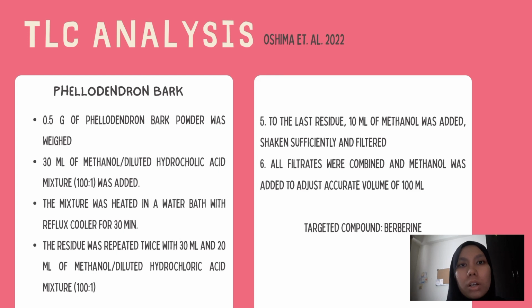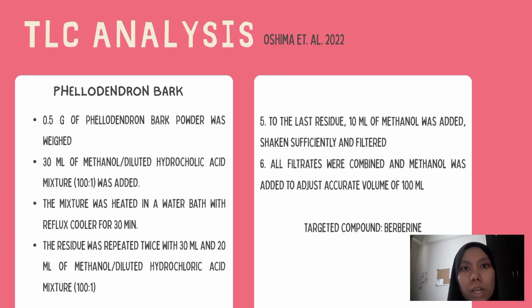Okay, next we'll talk about thin layer chromatography analysis by Oshima et al. in the year 2022. TLC analysis is conducted in this research paper, and they have 5 products, but I only chose 2, which are phellodendron bark and ginger. This is the extraction method of phellodendron bark.